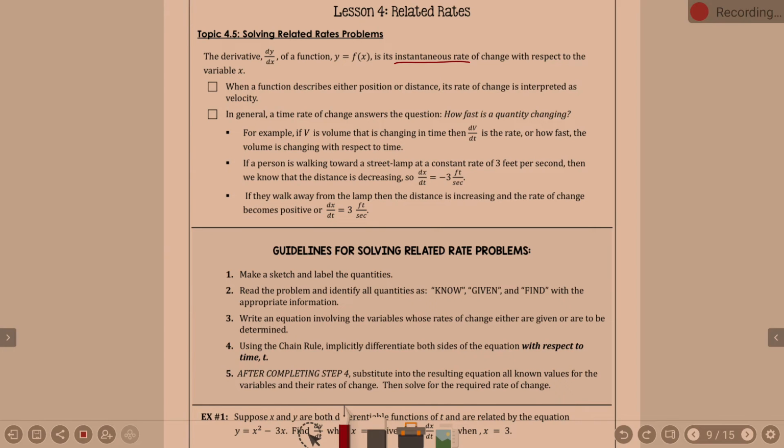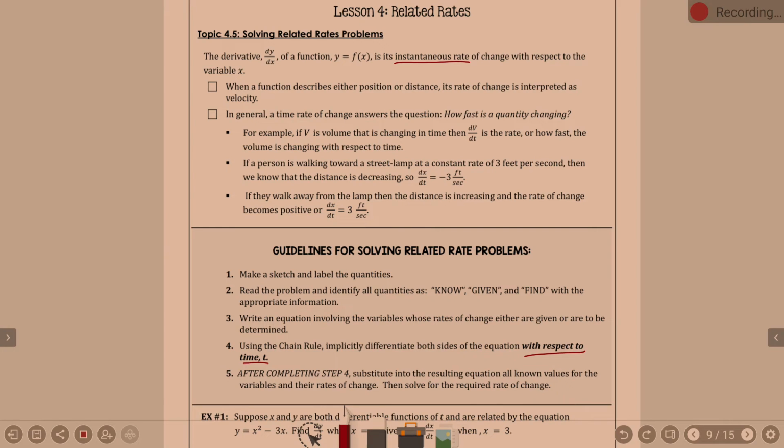Step 4 will be implicit differentiation, which is what we just did on the previous page. That's what we were just practicing. We're always going to be differentiating with respect to time because it's a related rates problem. After completing step 4, substitute into the resulting equation all known values and basically solve at that point. So this is a set of steps to take you through things.